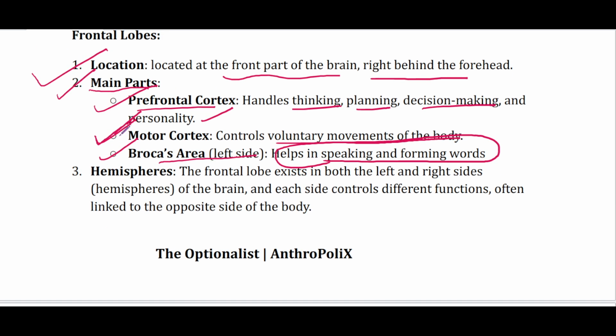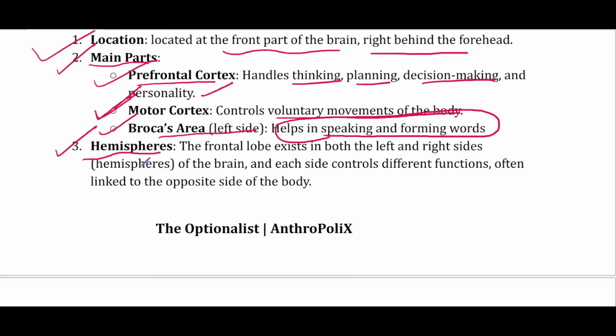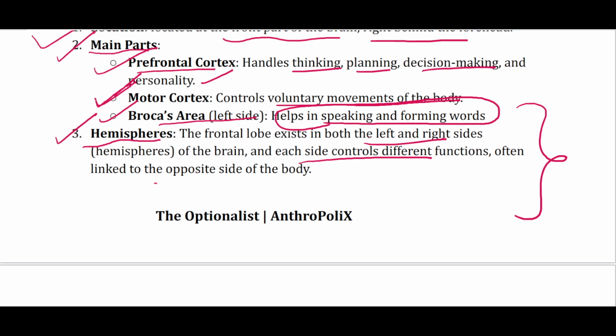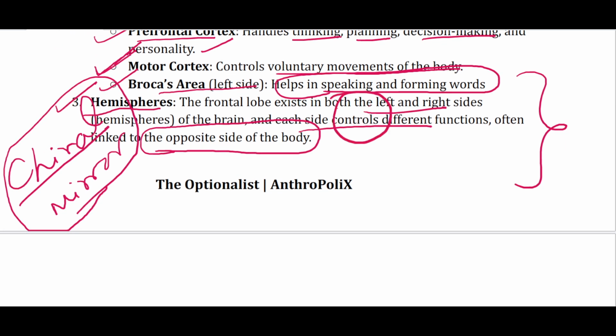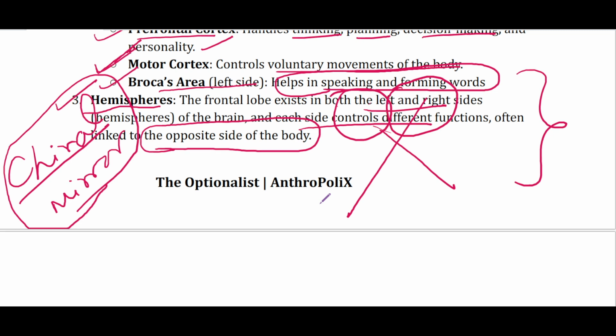Then the frontal lobe is divided amongst hemispheres. Because if you know, our brain is divided into two hemispheres, left and right, and each of them controls different functions. But more often than not, each hemisphere is linked to the functions of the opposite side of the body, because we have a chiral or mirror-shaped structure. Our body is divided into two chiral shapes. So if you look at it this way, the left hemisphere will control the right side and the right one controls the left side. This is how it works.